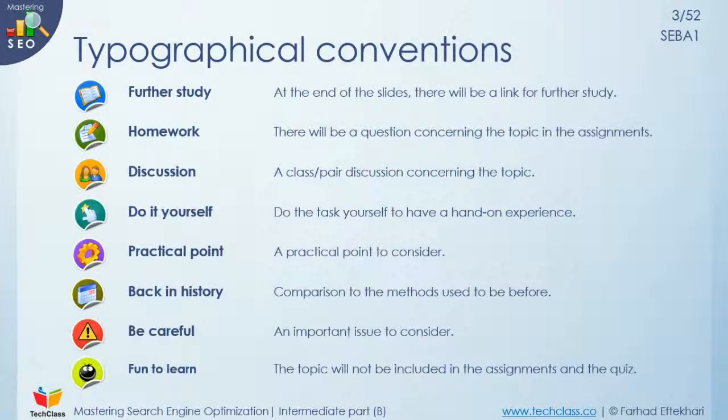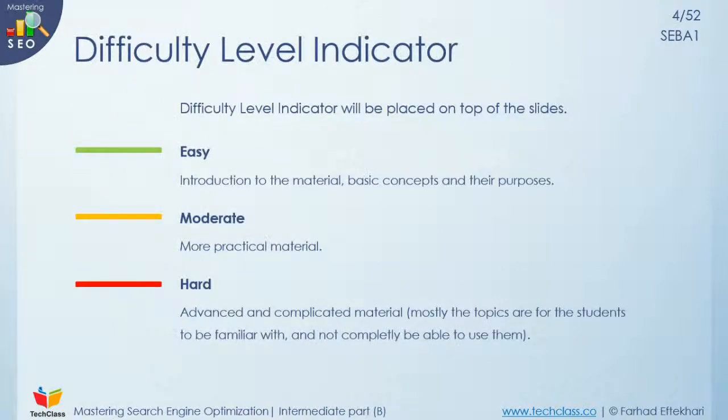And here are also some typographical conventions that we use throughout the slides of this course. Make sure to get familiar with them. You may encounter them at the bottom of the slides. Each of them means something, so get familiar with them and use them. And here is a difficulty level indicator. The material of the course has been divided into three different categories: easy, moderate, and hard. And it's up to the student how deep they want to dig their knowledge.